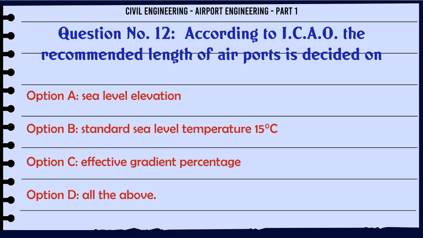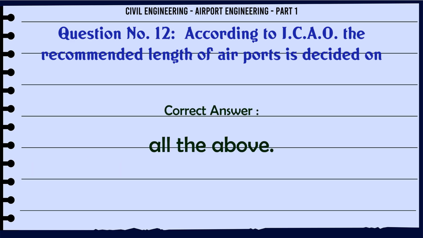According to I.C.A.O, the recommended length of airports is decided on A. Sea level elevation, B. Standard sea level temperature 15 degrees Celsius, C. Effective gradient percentage. D. All the above. The correct answer is all the above.